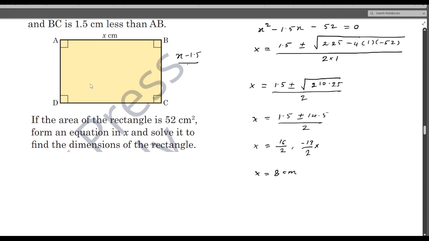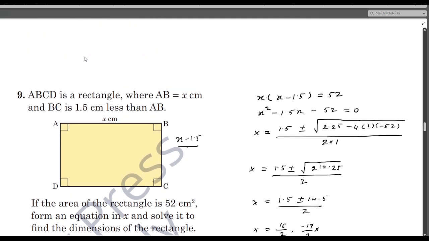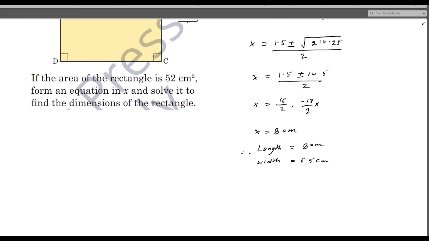So dimension of rectangle, I will say that therefore your length is 8 centimeter and your width is 8 minus 1.5 is 6.5 centimeter. Okay, so your length is 8 centimeter and your width is 6.5 centimeter. This is your question number 9.